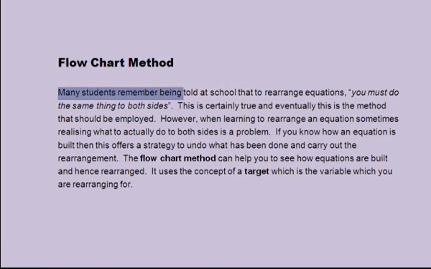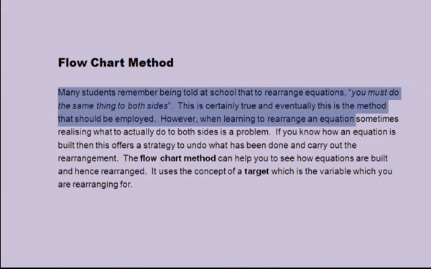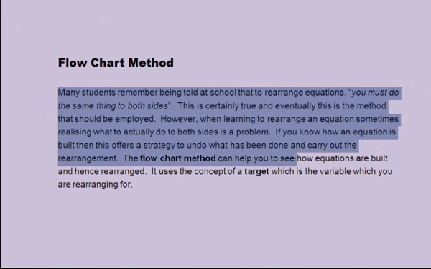Flowchart method. Many students remember being told at school that to rearrange equations you must do the same thing to both sides. This is certainly true, and eventually this is the method that should be employed. However, when learning to rearrange an equation, sometimes realizing what to actually do to both sides is a problem. If you know how an equation is built, then this offers a strategy to undo what has been done and carry out the rearrangement. The flowchart method can help you see how equations are built and hence rearranged.